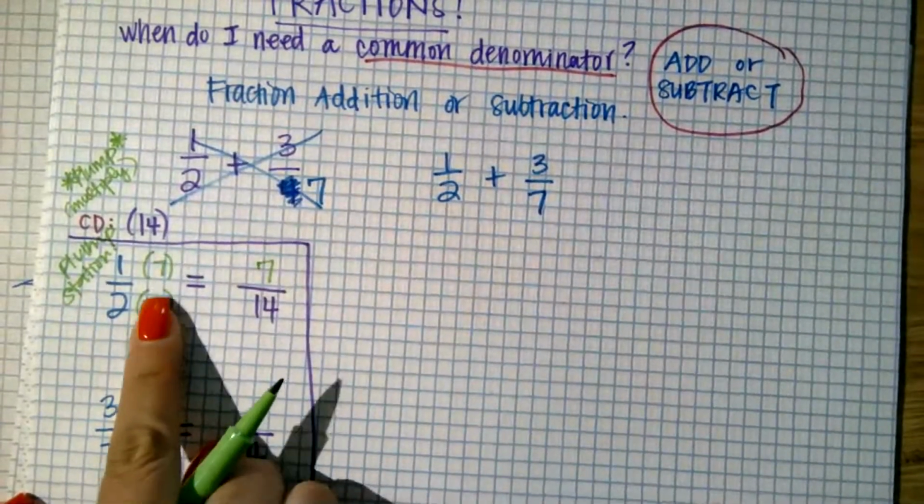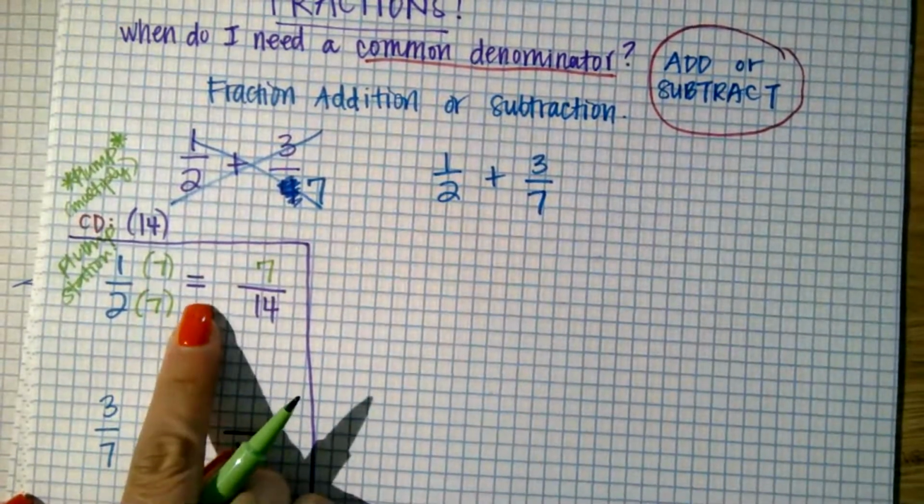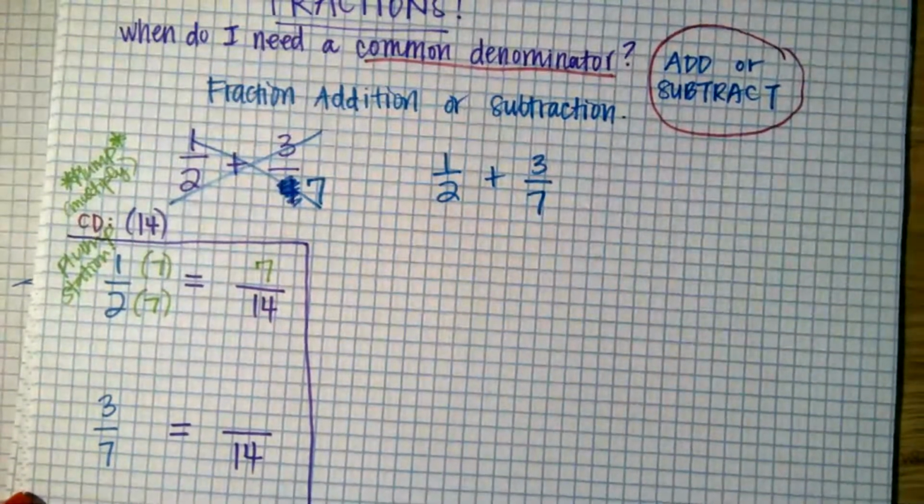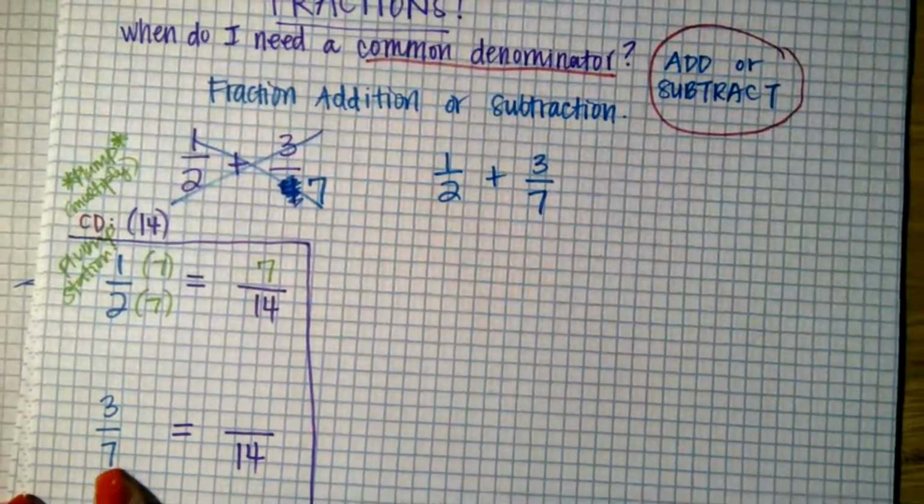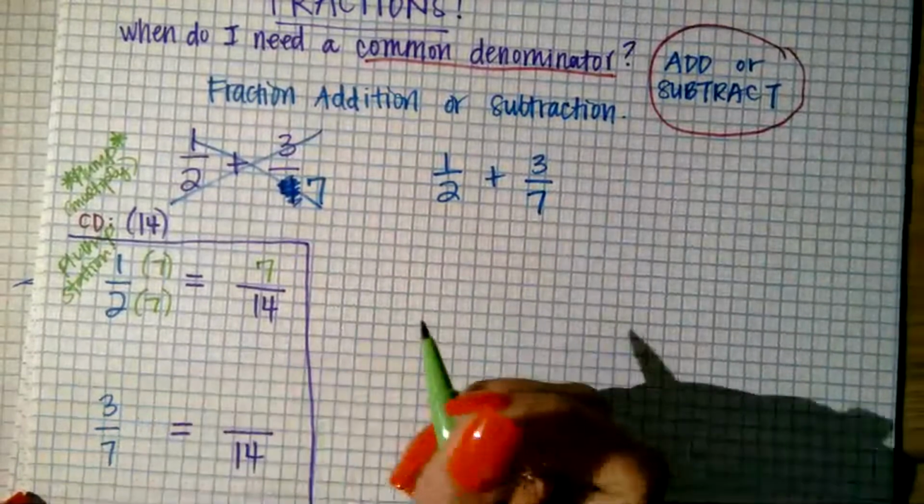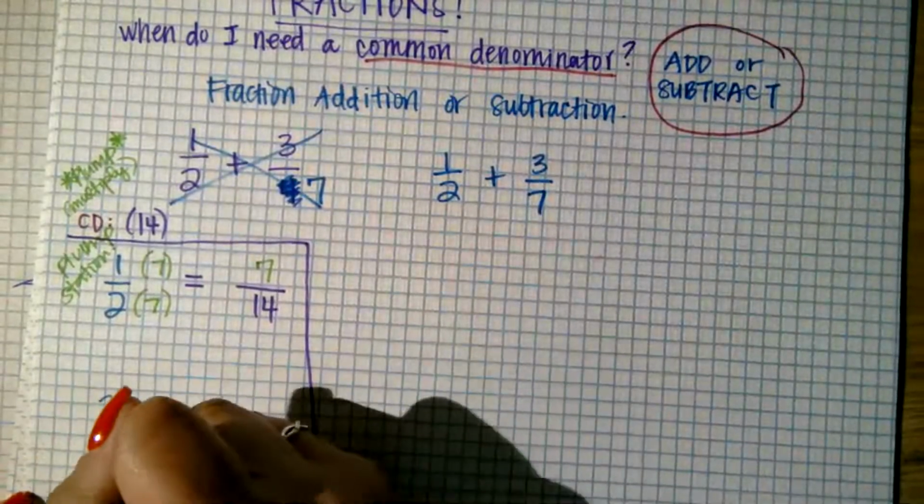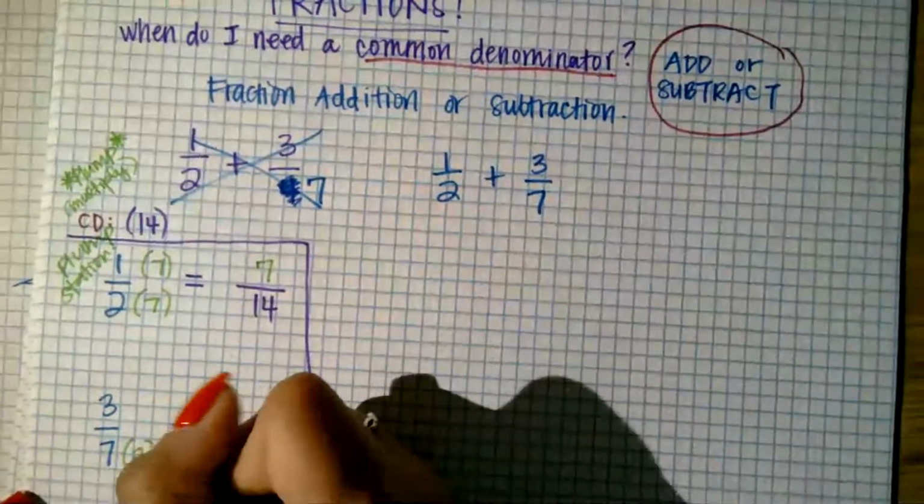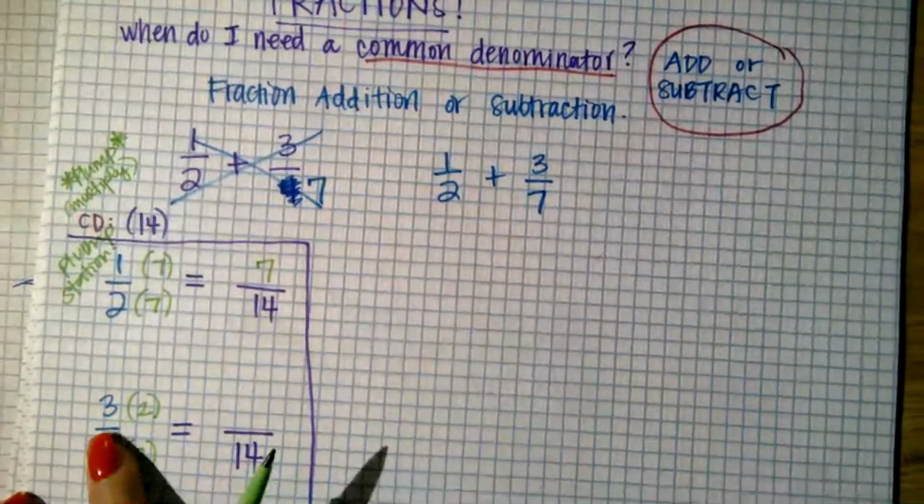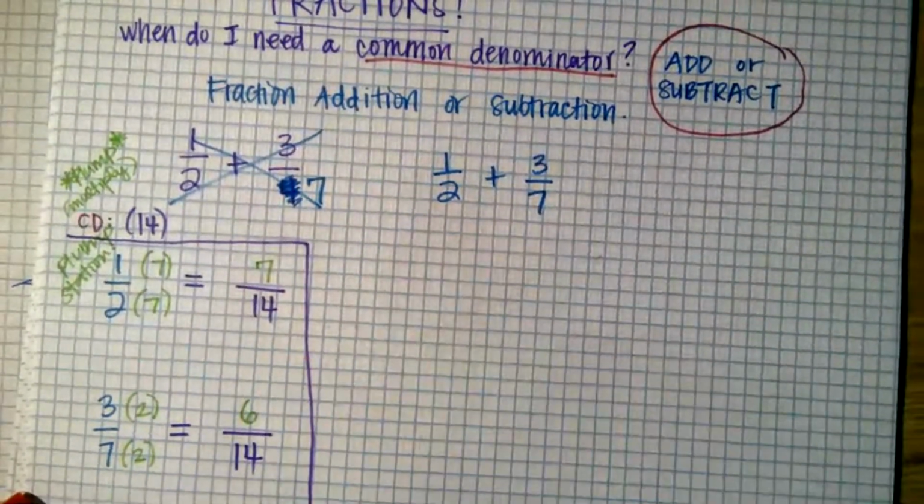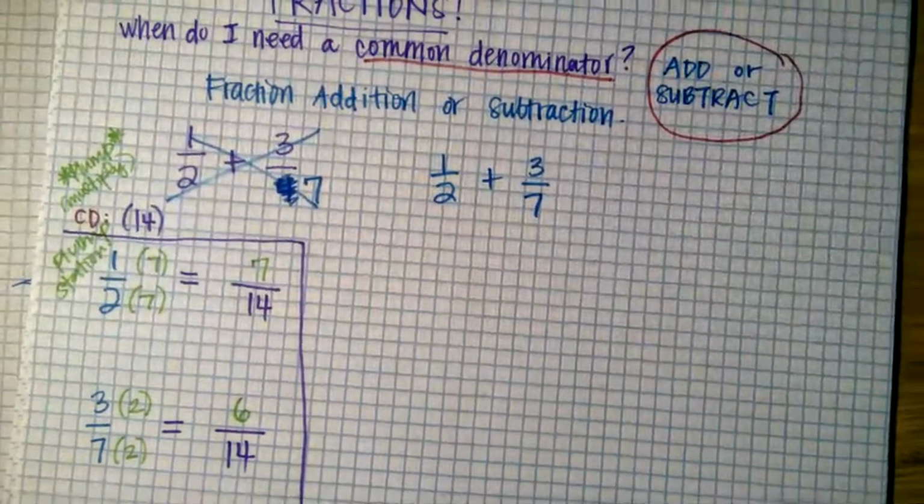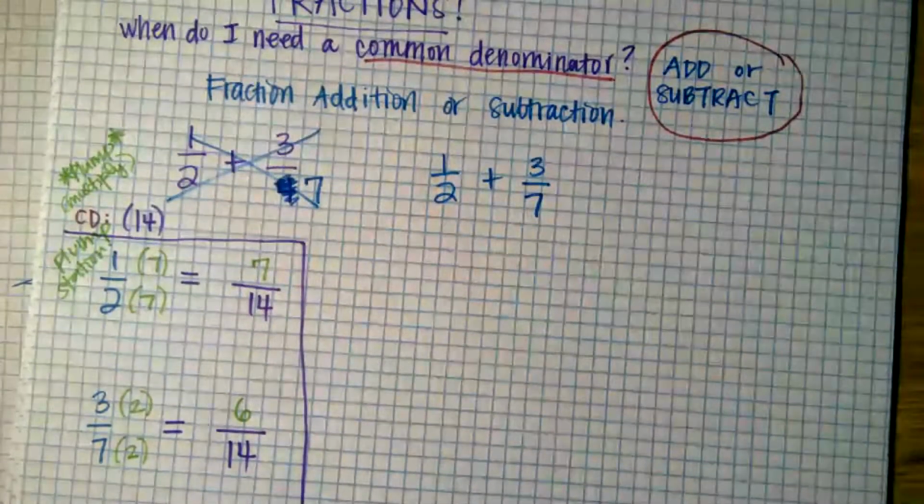So what I do to the bottom, I do to the top. That's the only way that I maintain equality. Cool, I'm going to do the same thing to this one. If you guessed it, 7 times what gives me 14? And if you said 2, ding, ding, ding, you're also right. So right there, what I do to the bottom, I do to the top. So 3 times 2 gives me 6. So I've now created my plump.